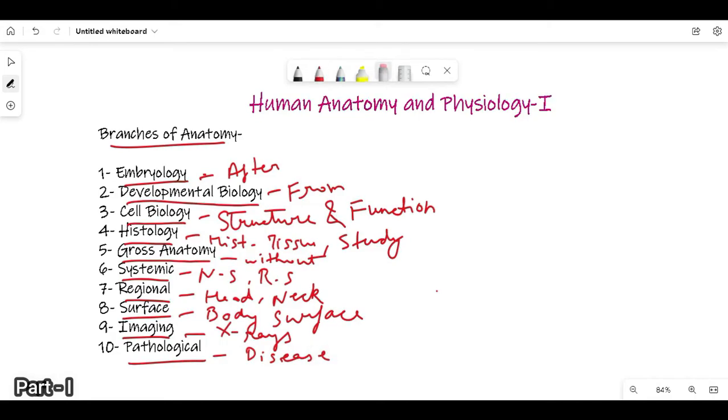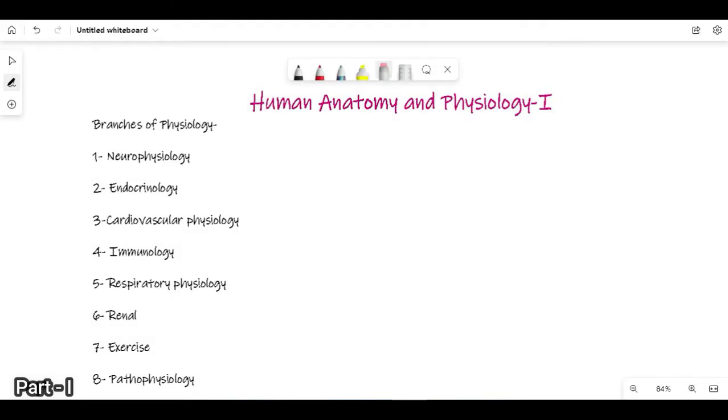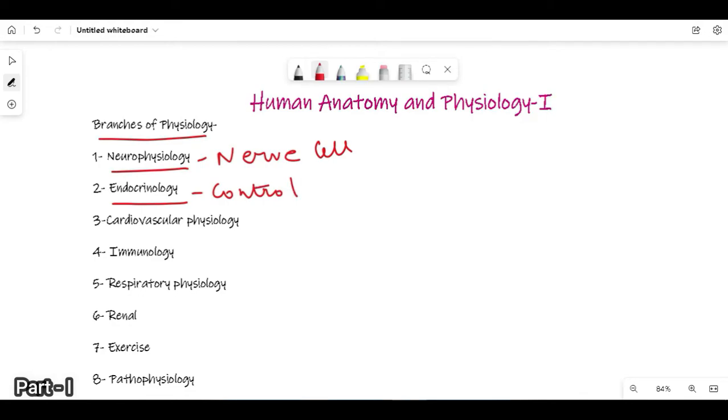So now we will study the branches of physiology. The first one is neurophysiology. It is the study of the functional properties of nerve cells. The second one is endocrinology. It is the study of hormones and how they control the body function.